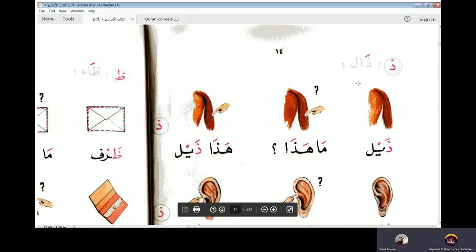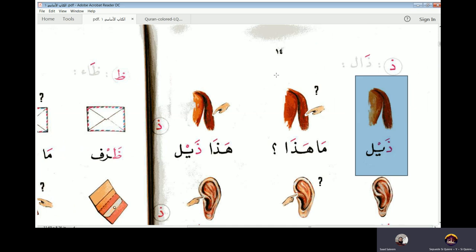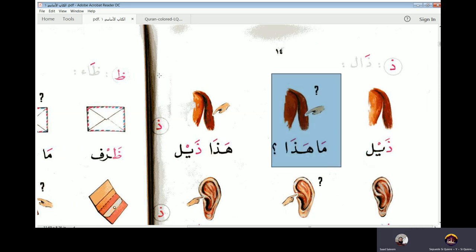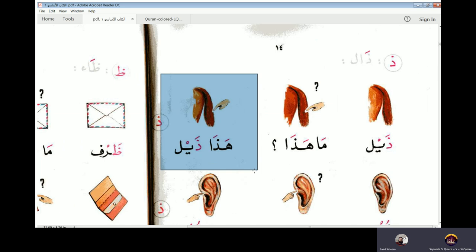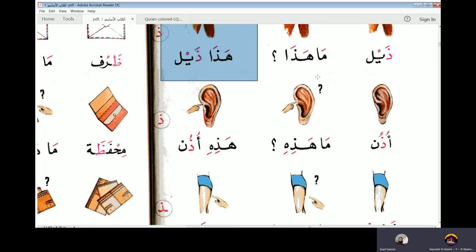Tail? Yes. Thaylun, a tail. Ma hadha, what is this? Hadha thaylun. This is a tail. Horse tail.